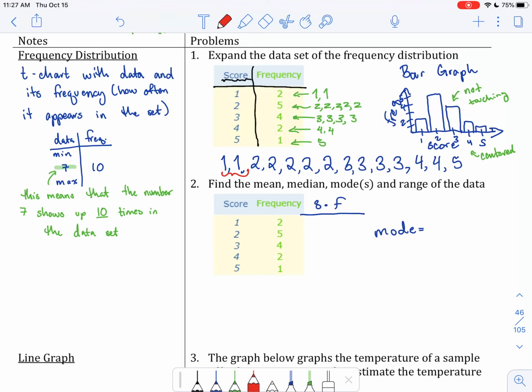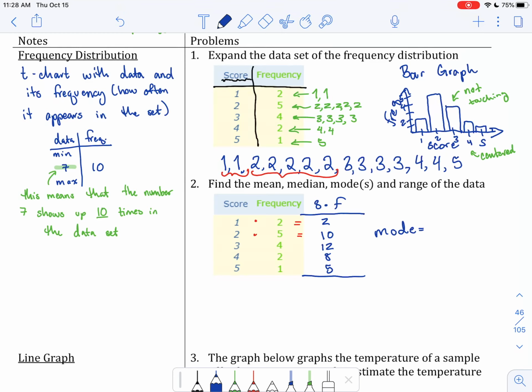So the ones together, there's 2 ones, so that would be a total of 2. The 2's all together, there's 5 of those, so all together would be 10, because that's 2 times 5. Right, we're just multiplying them together to give us our new column as a way to add things up a little bit quicker. The sum of all the 3's would be 12, then 8, and 5. So the total is, in this case, going to be 2, 10, 12.